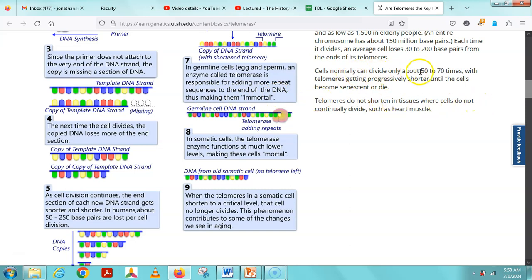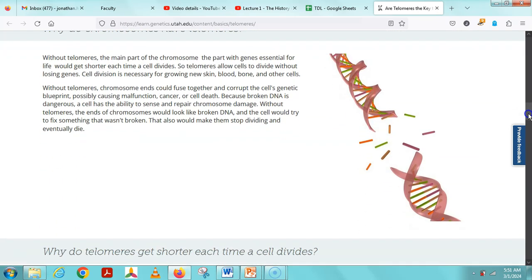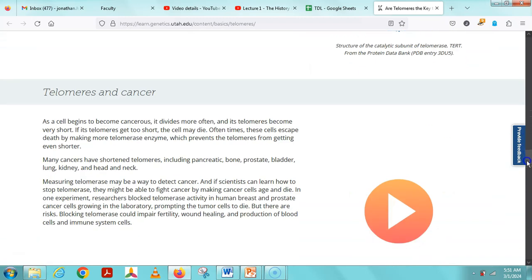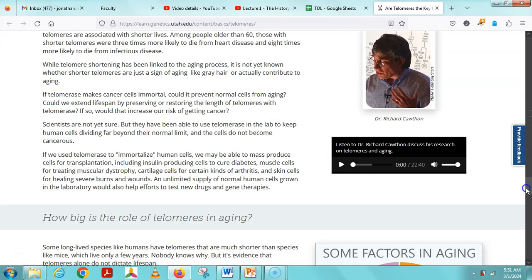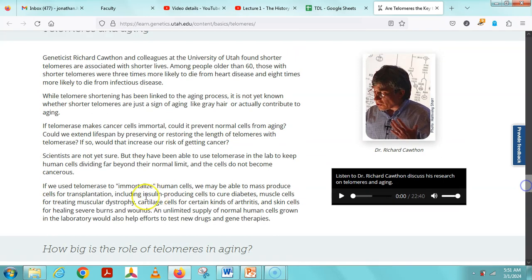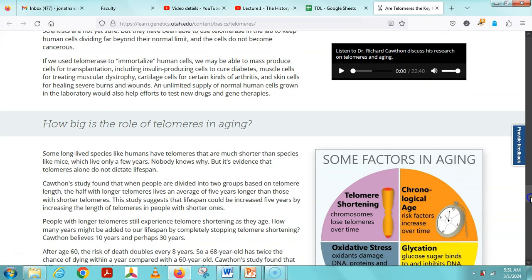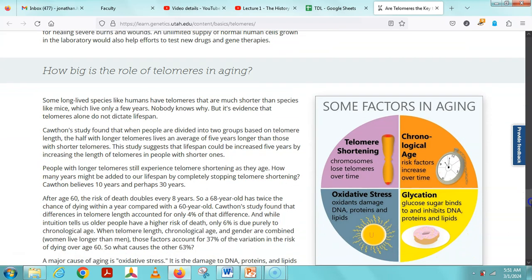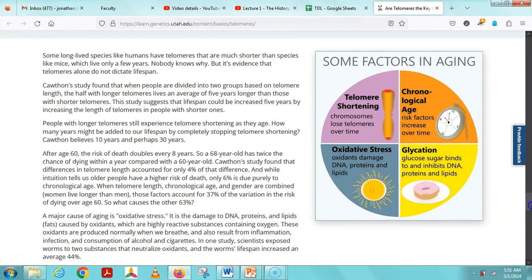And so cells normally divide only about 50 to 70 times, with telomeres getting progressively shorter. And telomeres do not shorten in tissues where the cells are not dividing, such as heart muscle tissue. You can see right here, it's just kind of protective ends on a chromosome. And so telomeres in cancer, telomeres in aging. If telomerase makes cancer cells immortal, could it prevent normal cells from aging? Scientists are not yet sure. They're doing a lot of research in the field. Yet telomerase, that enzyme that repairs the ends of chromosomes, is active in many cancers.